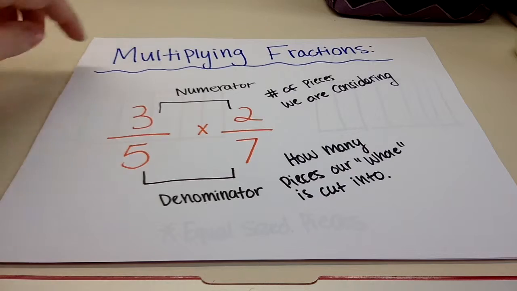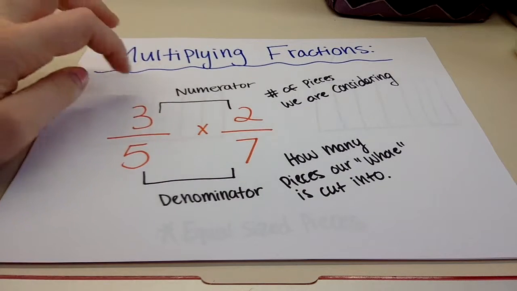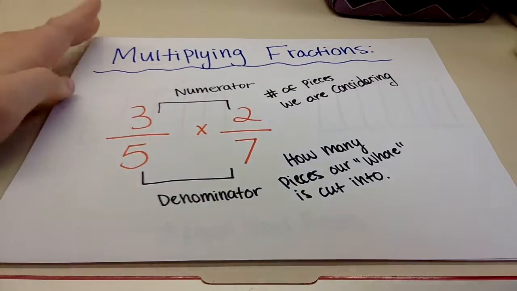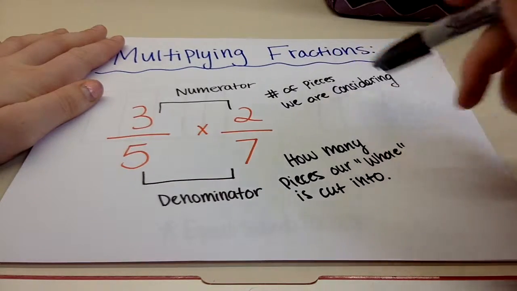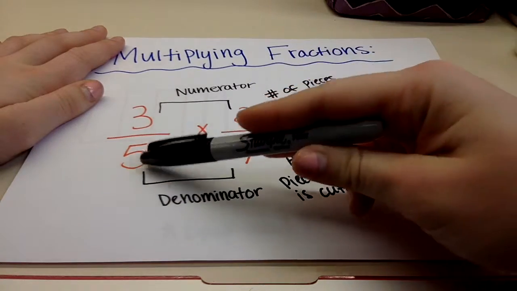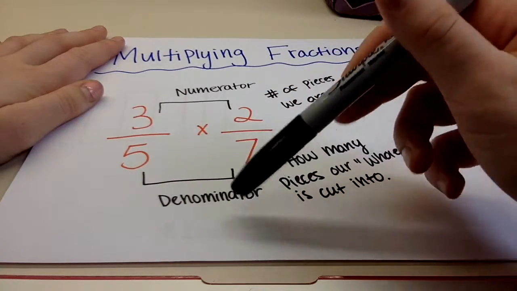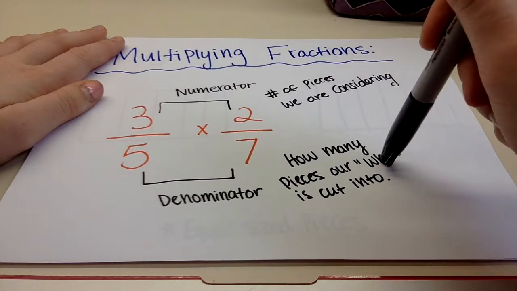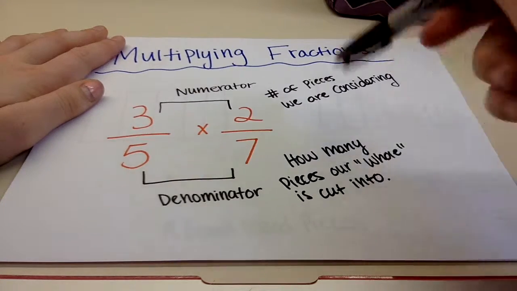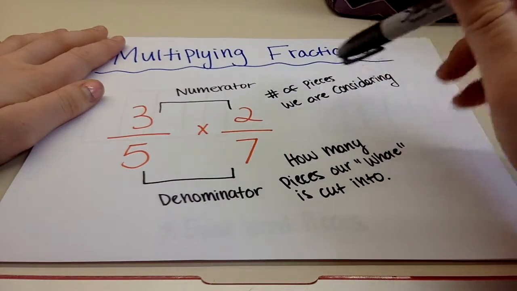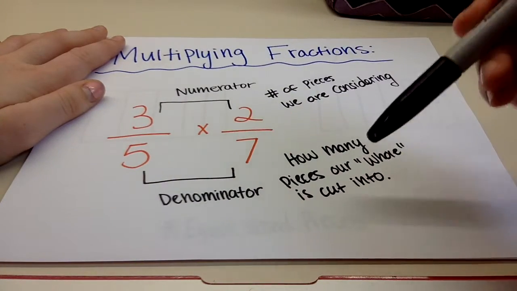So the first thing we want to talk about is the two numbers on top. That is what we call our numerator. And for the sake of multiplying fractions, we're saying that that's the number of pieces we are considering. The bottom numbers, the 5 and the 7, is our denominator, and that is how many pieces our whole is cut into. So the top number, the numerator, is the number of pieces we are considering out of our whole.